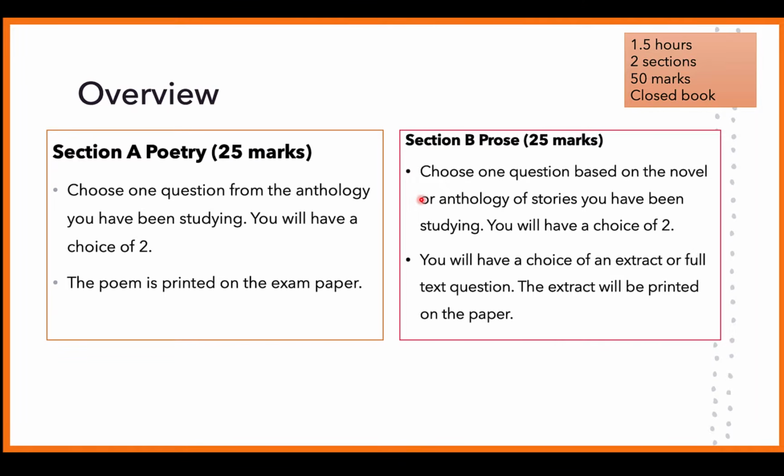Now for your prose, choose one question based on the novel or the anthology of stories that you've been studying. You'll have a choice of 2. Now the choice here is between an extract question or a full text question. So the extract will be printed on the paper, but obviously if you choose the full text question, then you won't have access to the novel or the selection of short stories that you've been studying.